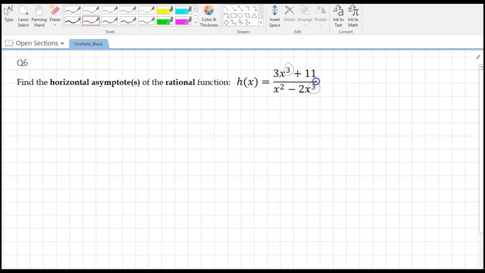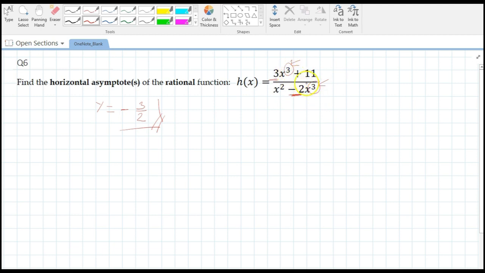Question number 6, horizontal asymptote. Here we need to look at the leading coefficient. If we have the two exponents, the degree of each polynomial to be the same, we only care about the leading coefficient. So that means y equals, the 2 is negative, so it's going to be 3 over 2.